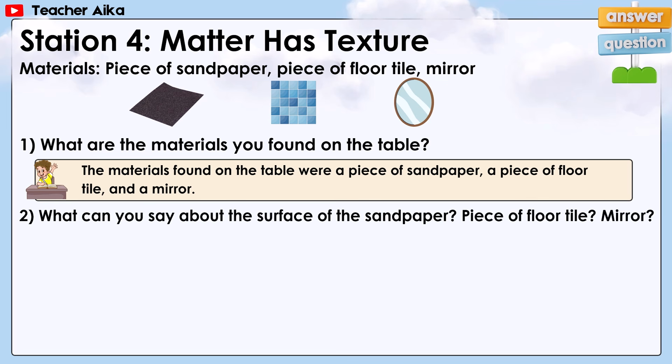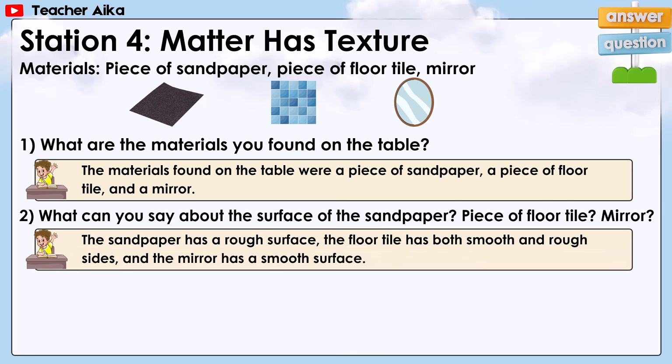Number 2. What can you say about the surface of the sandpaper, piece of floor tile, or mirror? The answer: the sandpaper has a rough surface. The floor tile has both smooth and rough sides, and the mirror has a smooth surface.